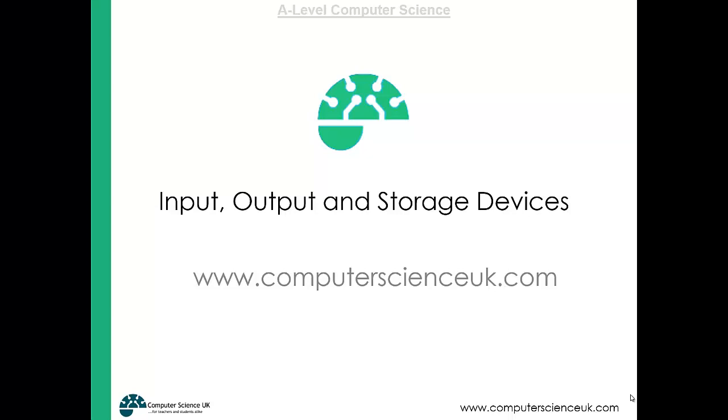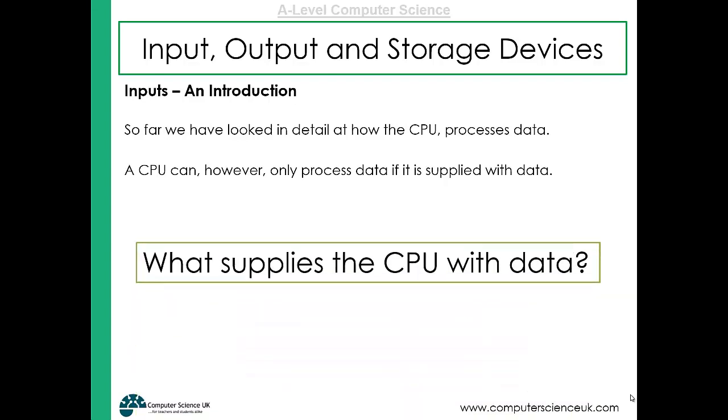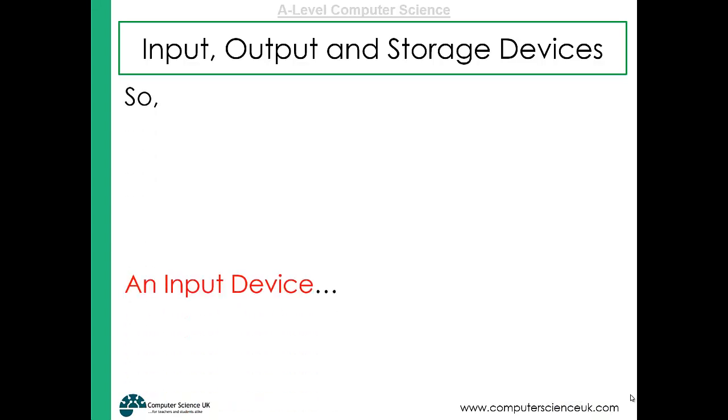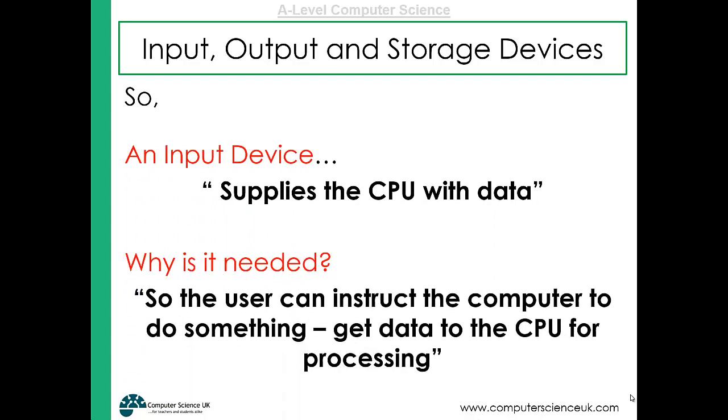This video will look at input, output and storage devices. So we have looked at the CPU, we've looked at different processors, we've looked at how CPUs process data. But a CPU can only process data if it's supplied with data in the first place. And it's the input devices that supply data to the CPU. So an input device supplies the CPU with data, and it is needed so the user can instruct the computer to do something, to get data to the CPU for processing.